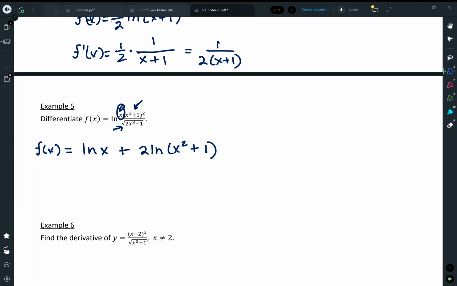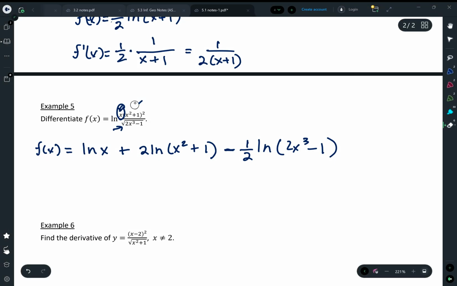Now I want to look at the denominator. Everything in the denominator gets a minus, and because I have a square root, it's a 1/2 power, so I have a 1/2 natural log of 2x cubed minus 1. So I've rewritten the way it looks. I no longer have to do a quotient rule or a power rule because I've broken all that apart. Now I've just got to go through and take derivatives of my natural logs.